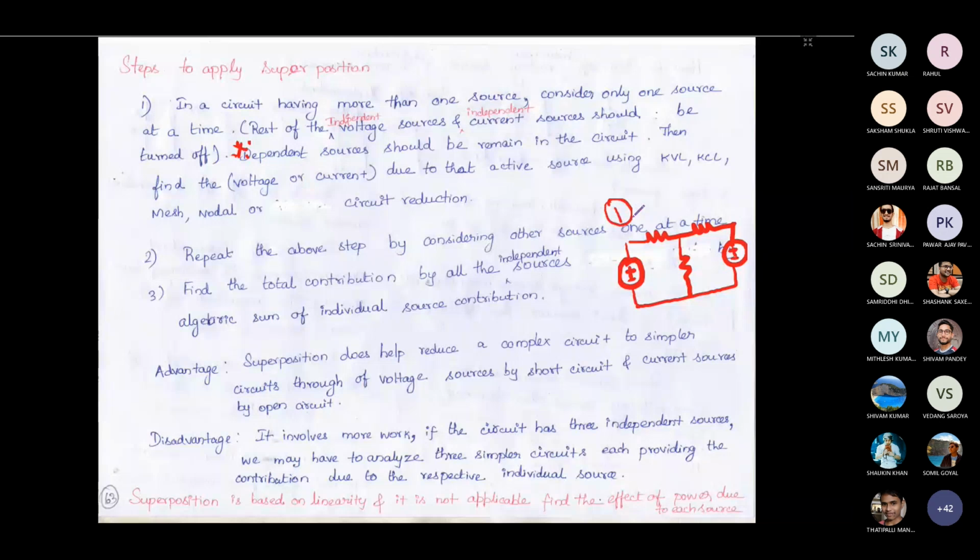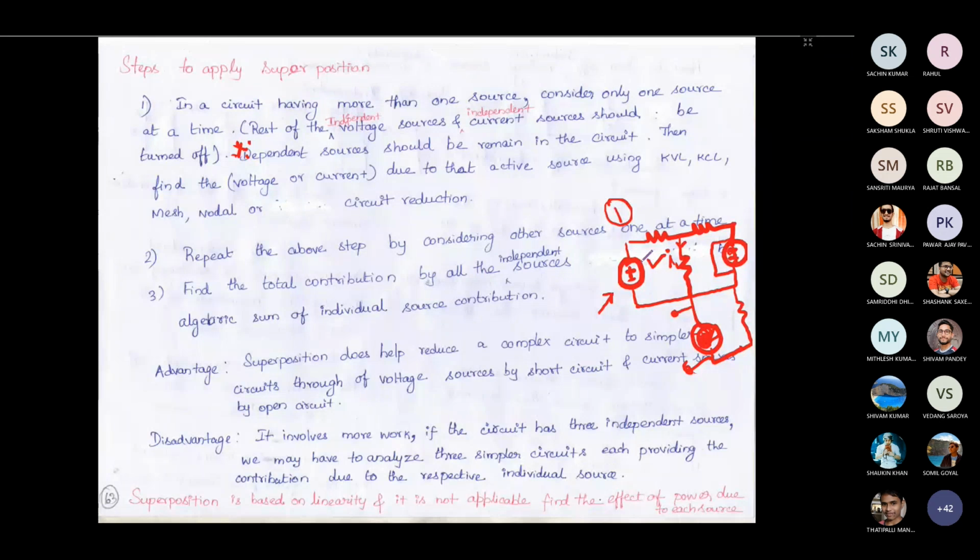Then the rest of the sources should be suppressed. So voltage sources should be short circuited and the current sources should be open circuited. For the time being, let's say you have a voltage source here and a current source here. You replace the current source with an open circuit when you are considering this voltage source. Then you have to find the current contribution by this voltage source through this particular branch.